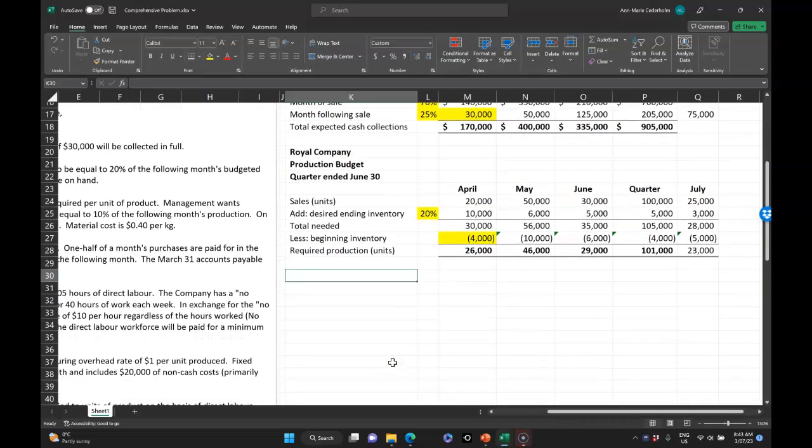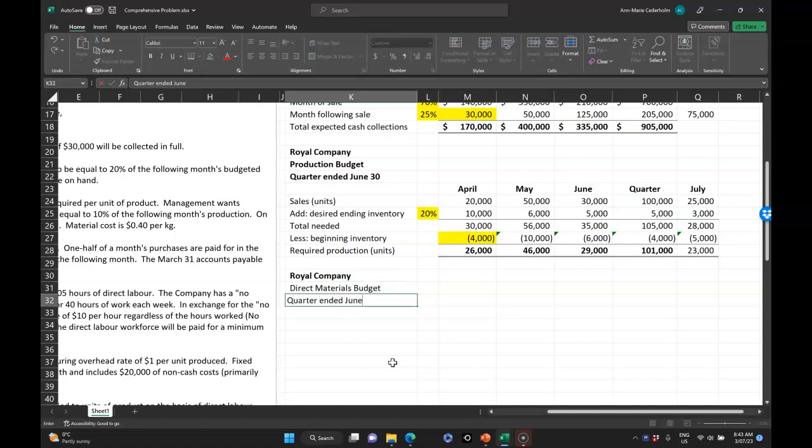After you complete your production budget, the next schedule that we want to put together is our direct materials budget. So what I'm trying to do is convert my production in units into the amount of materials that I need and the measurement that I'm using to measure per unit. So I'm going to have Royal Company direct materials budget for the quarter ended June 30th.